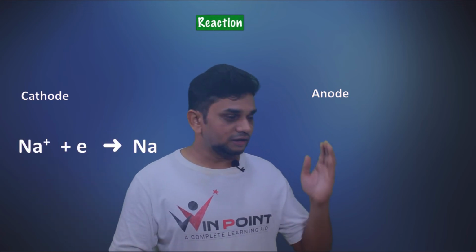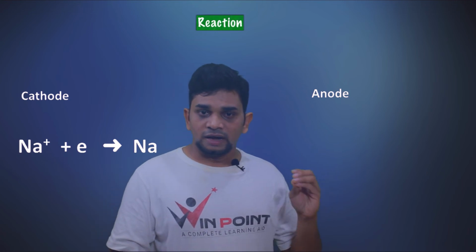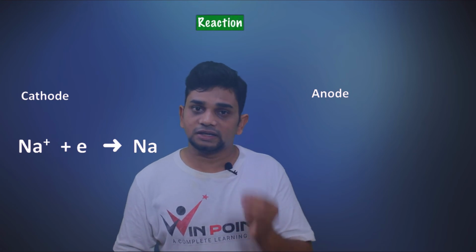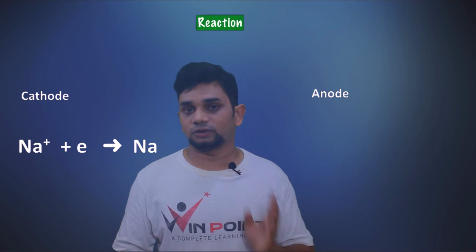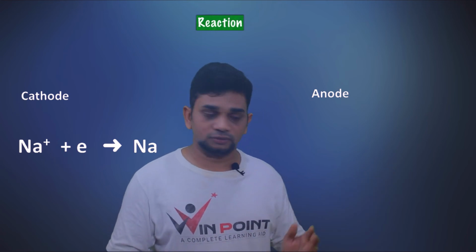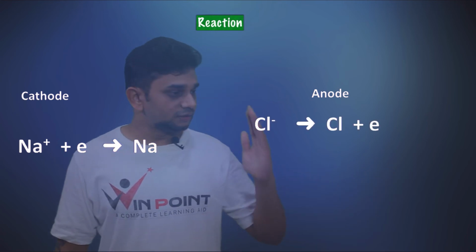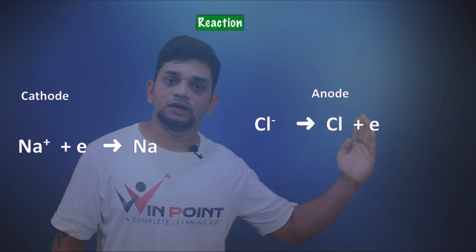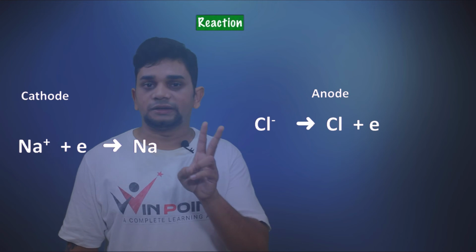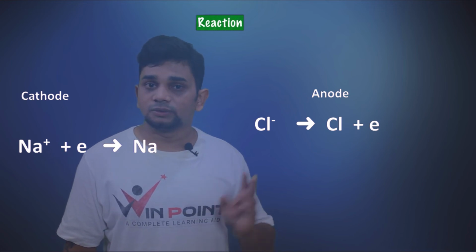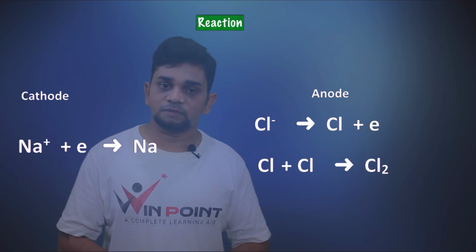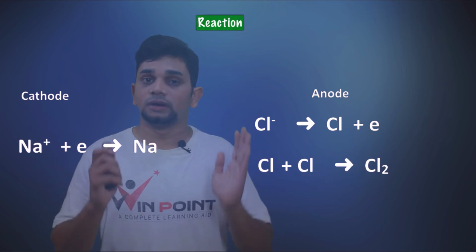That's the reaction. And at the anode, Cl minus is shifting towards the anode. Cl minus has a negative sign because there is an extra electron. Cl minus is going to liberate that electron to form Cl. So Cl minus gives Cl plus electron. Cl is a diatomic molecule. Diatomic means two atoms in a molecule. So Cl plus Cl gives Cl2. These are the reactions taking place at the cathode and anode. You need to learn that.